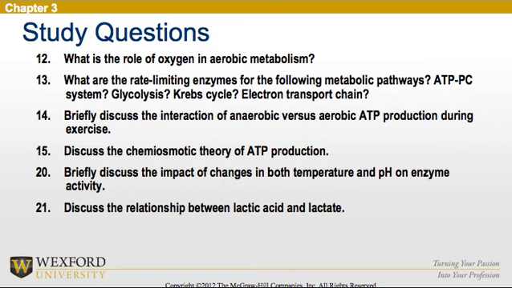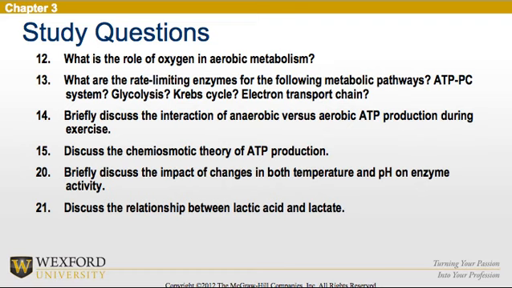12. What is the role of oxygen in aerobic metabolism? 13. What are the rate-limiting enzymes for the following metabolic pathways: ATP-PC system, glycolysis, Krebs cycle, and the electron transport chain? 14. Please briefly discuss the interaction of aerobic versus anaerobic ATP production during exercise.